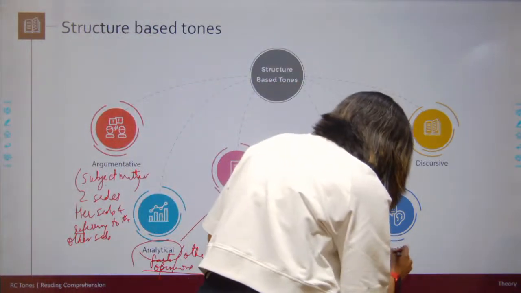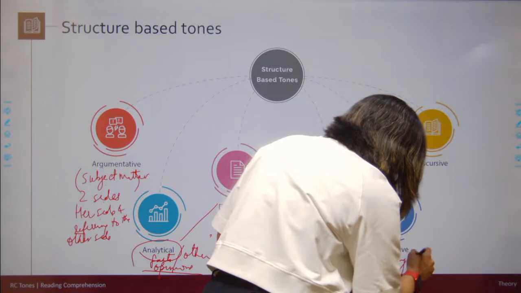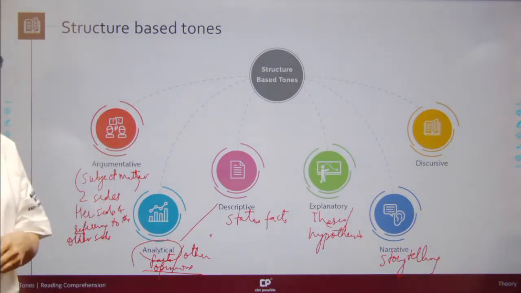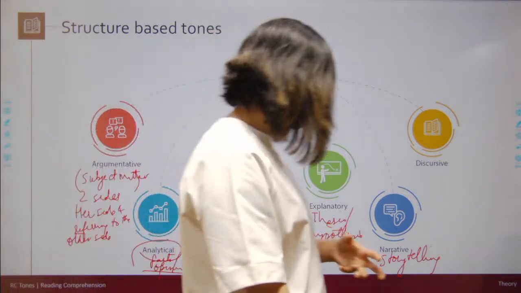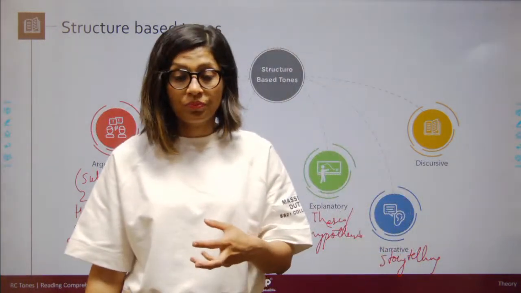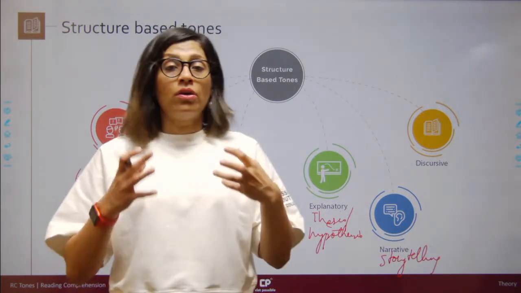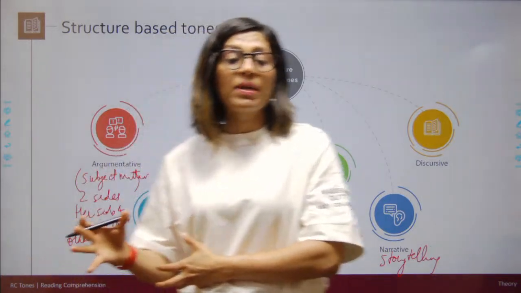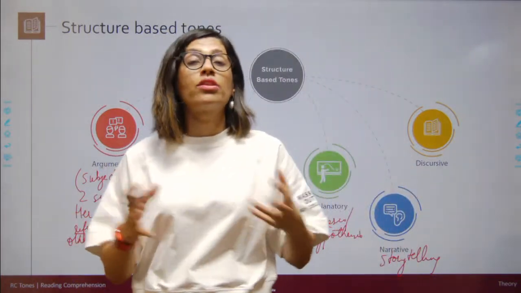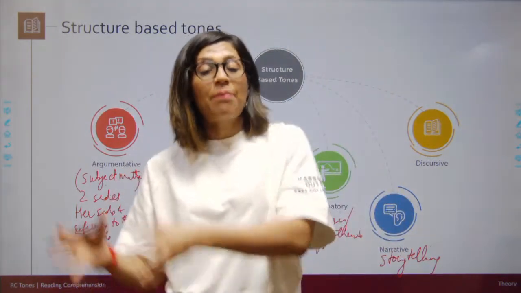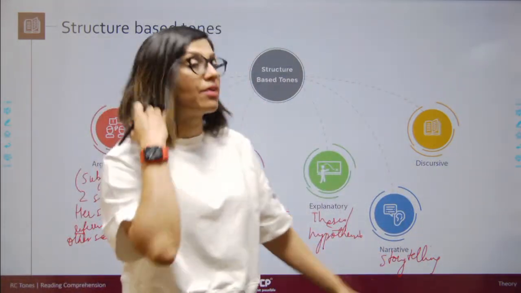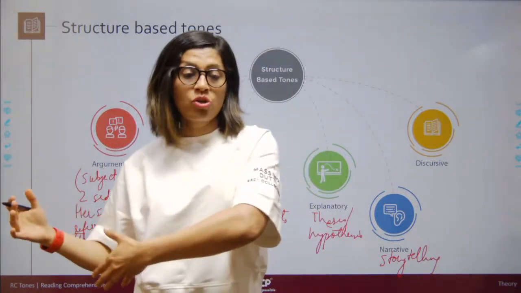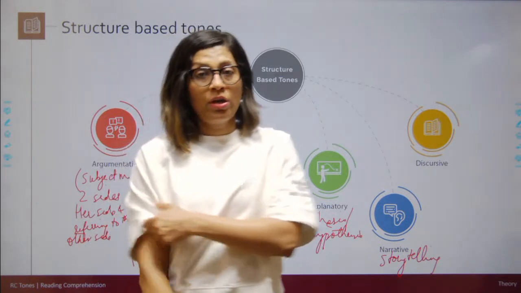Narrative means storytelling. Storytelling basically is a tone where the subject matter moves in time. So in a narrative tone, the author will say, first this happened, then this happened, then this happened. That is narrative. Right? What happened next, what happened next. So narrative has to move in time.